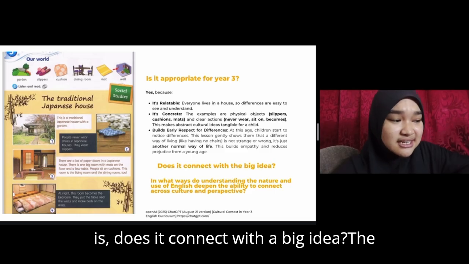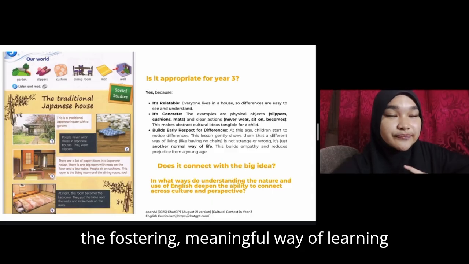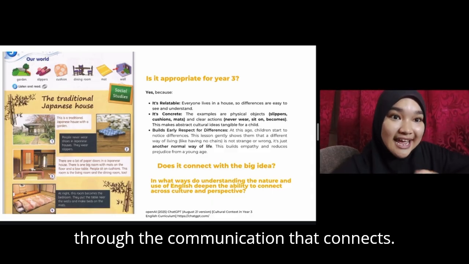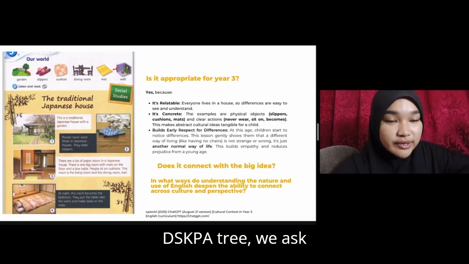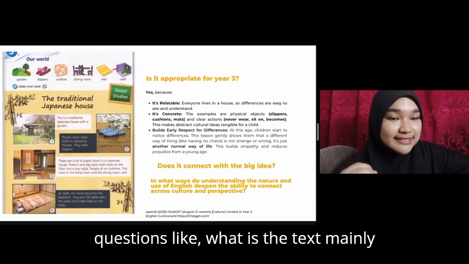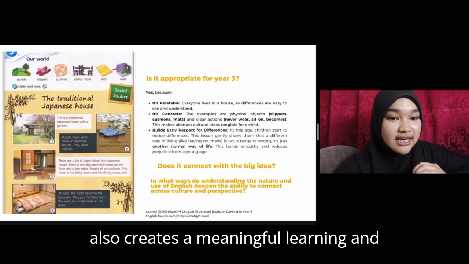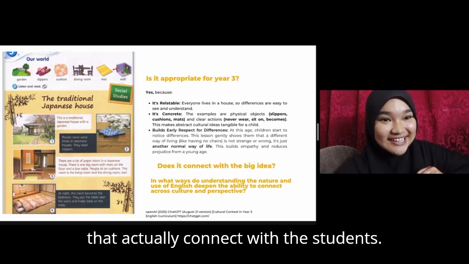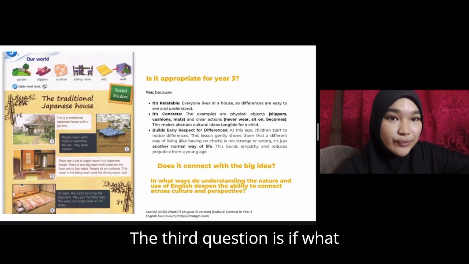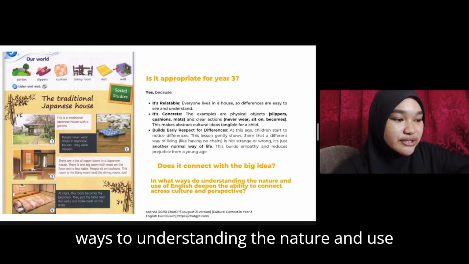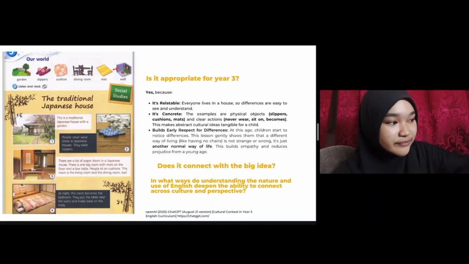The second question is, does it connect with a big idea? The answer is yes, because as you can see, it fosters a meaningful way of learning through communication that connects. And as I said, in the DSKP Year 3, we ask questions like, what is the text mainly about? And we connect the ideas. So this also creates meaningful learning and communication that actually connects with the students. And the third question is, in what ways does understanding the nature and use of English deepen the ability to connect across cultures and perspectives?